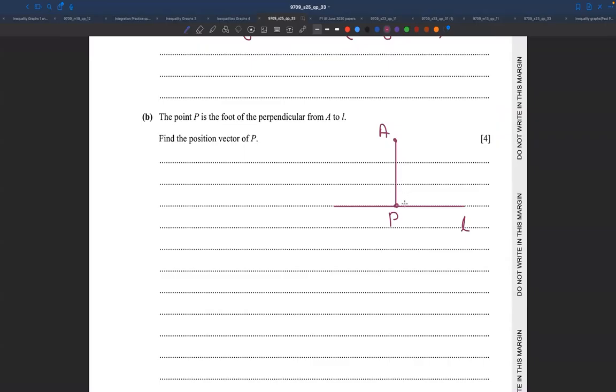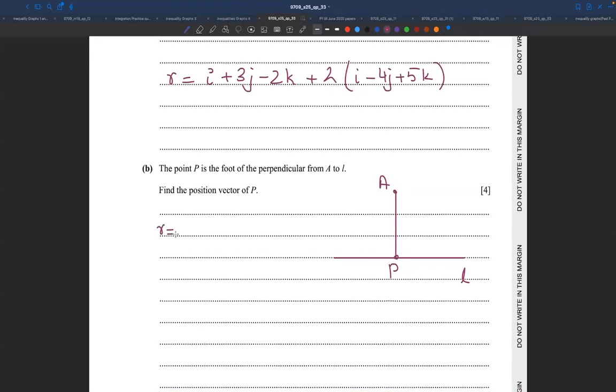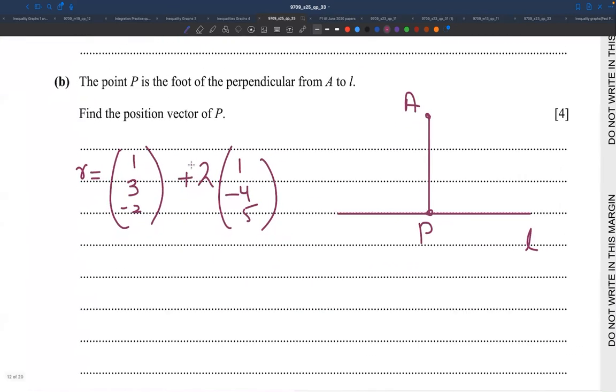Now to find this point P, what we first have to understand is that P lies on the line L. We have the equation of line L. Let's write it in parametric form. That will be 1, 3, minus 2 plus lambda 1, minus 4, and 5. Now to find the coordinates of P, we need the value of lambda for this particular point. When we plug in the value of lambda, we'll get the coordinates for P. Now to find the value of lambda, we know that AP is perpendicular to the line L.